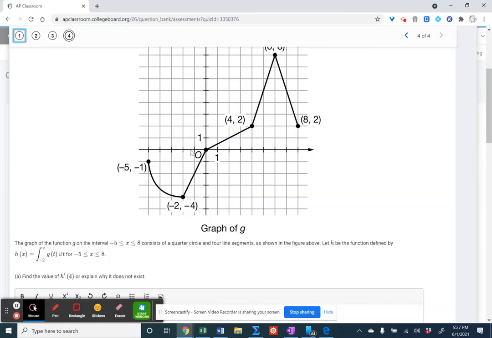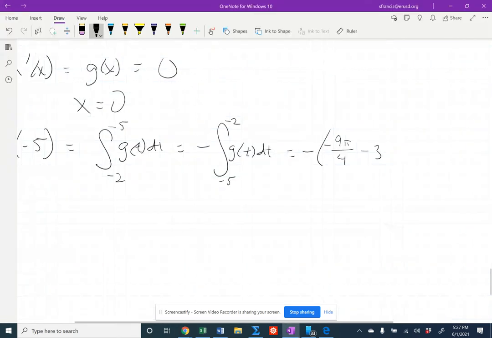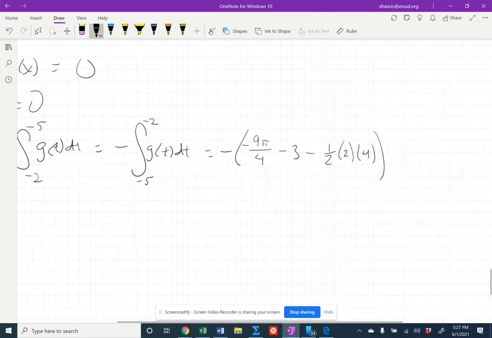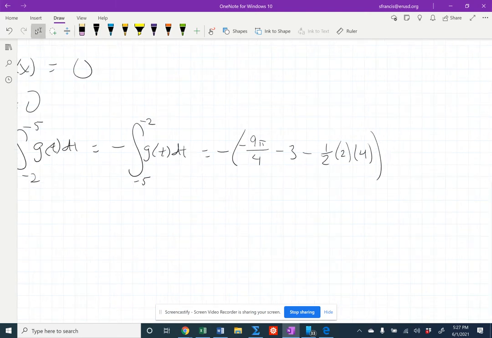And then we got a triangle that's got a base of 2 and a height of 4, but it's also negative because it's below, so 1/2, 2 times 4. So if you work all this out, this is going to be a positive number because all of this stuff in here is negative, and then this one here is going to take the opposite of that. So what does this work out to be? This is 4 and 3, which is 7, so negative 7. So it's 9 pi over 4 plus 7, if my arithmetic is correct.